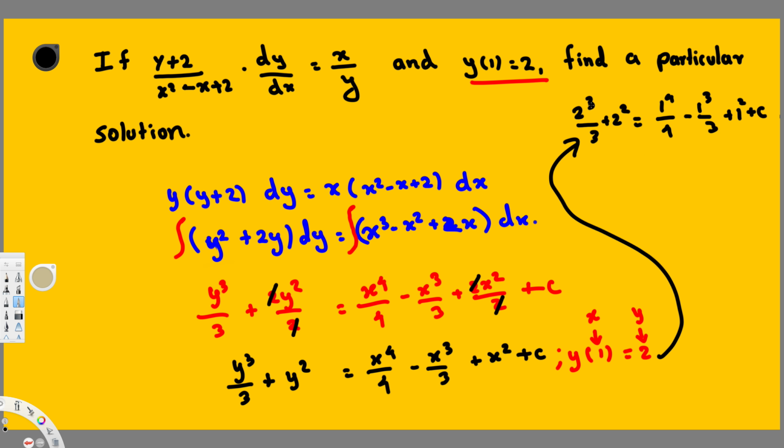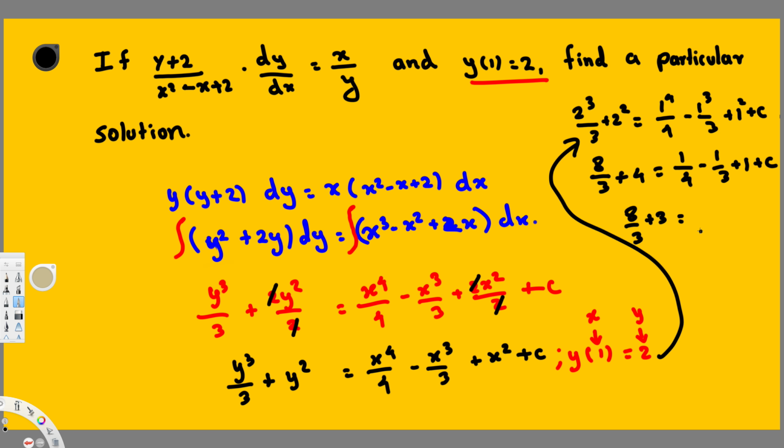Now if you simplify this one, 2 cube is 8, so this is going to be 8 over 3 plus 4, and on the other side we are going to have 1 over 4 minus 1 over 3 plus 1 plus constant. Now let's try to bring this one to one side. Here we have 8 over 3, and if I bring this one to this side it's going to be minus 1, and that will make this one plus 3, because 4 minus 1 is 3.